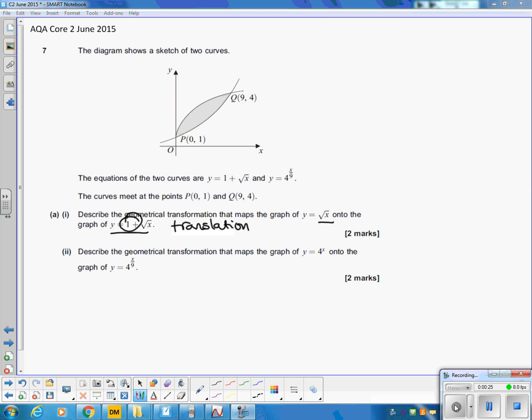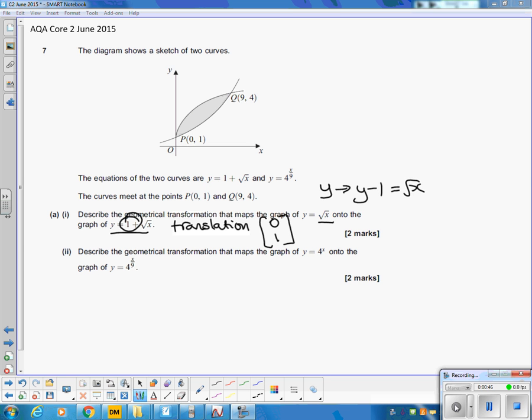Okay, what has happened? Well, it's not in the square root of the x, that means y has changed. So y has gone to y minus 1. So we get y minus 1 equals root x, that's what's changed about it. So that's a translation in the y direction, (0, 1).